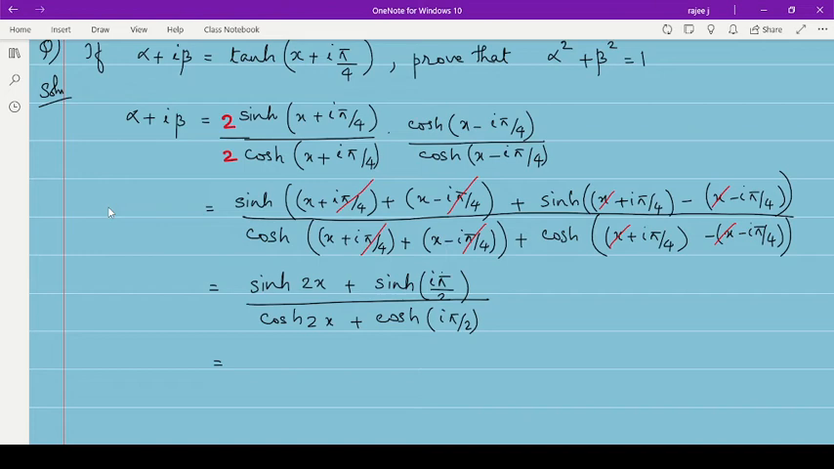Now sin h i theta is given by i sin theta. And similarly cos h i theta is given by cos theta. Similarly, tan h i theta is i tan theta. I think I have already given this.